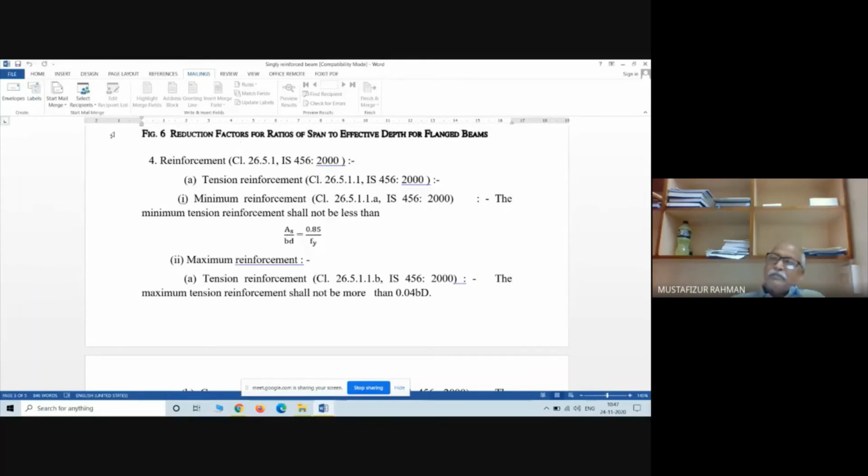That means sometimes, because of some situation, you are providing some cross section, but whatever moment arises, the steel required is very less. Now, if steel required is very less, then what will be? As a structural engineer, you will provide that. No. It is said that there should be some minimum amount of steel. Why minimum amount of steel?